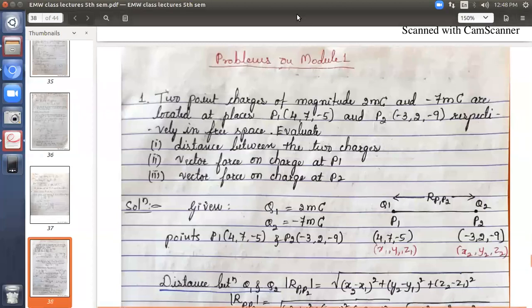Because if you see the signs of both the charges, one is positive, the other one is negative. So obviously opposite charges, they attract. So the force will be attractive kind of force. Okay.